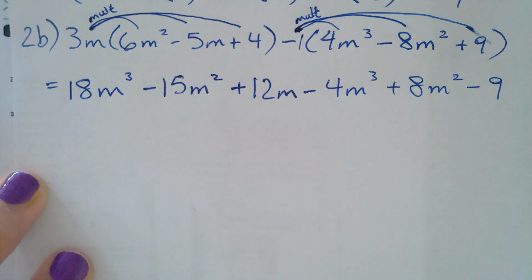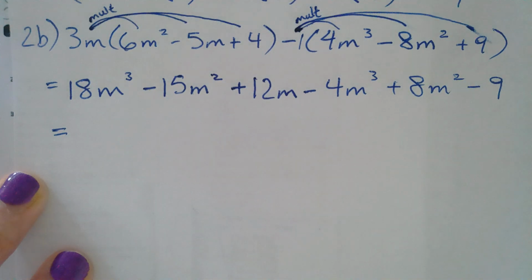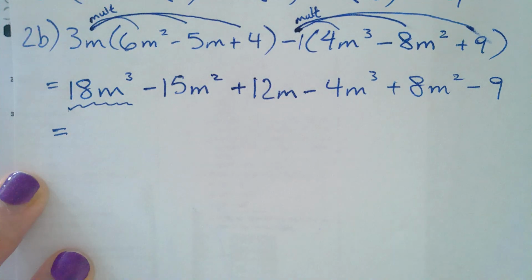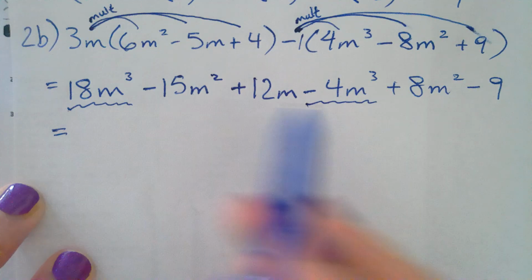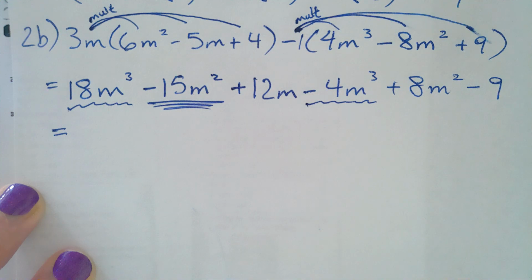Okay. So, Gavin, what did the question ask again? Right, that's why it's called simplify. Okay, Rashawn, looking at this, what can I group together? What goes with the 18m cubed? What goes with it? Yeah, the negative 4m cubed. Okay. What about the negative 15m squared? Leandro? Hold on. Oh no, 8m squared.